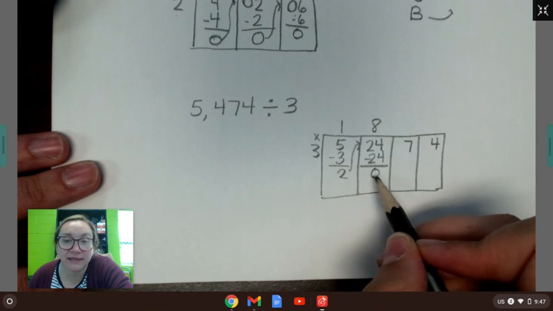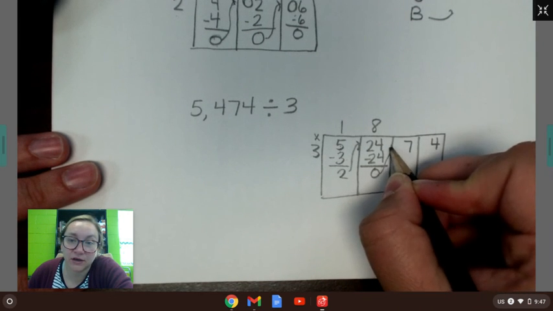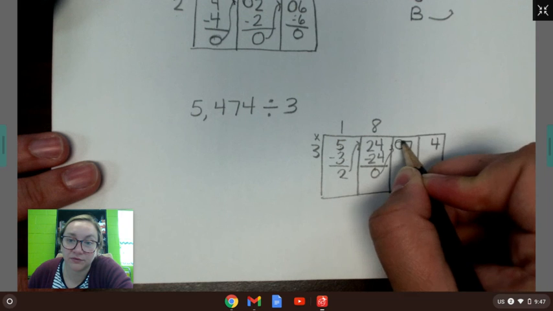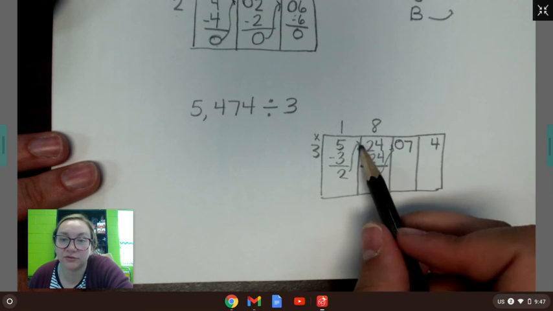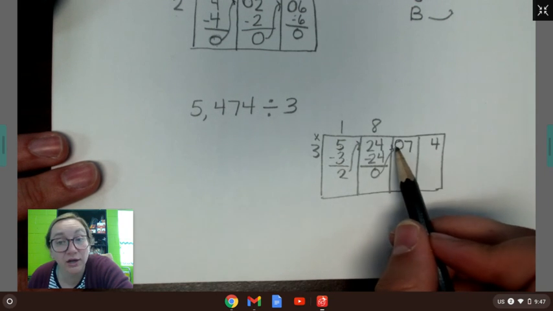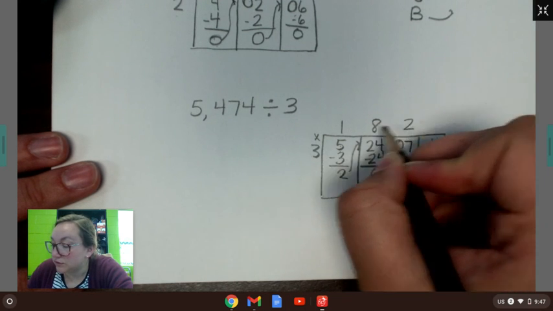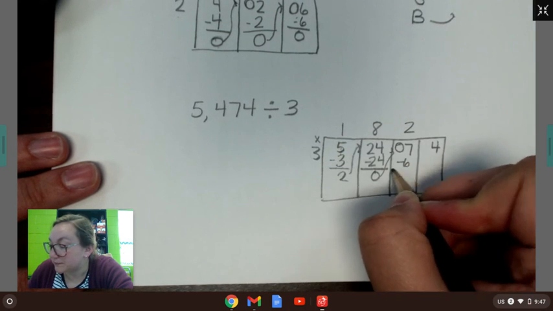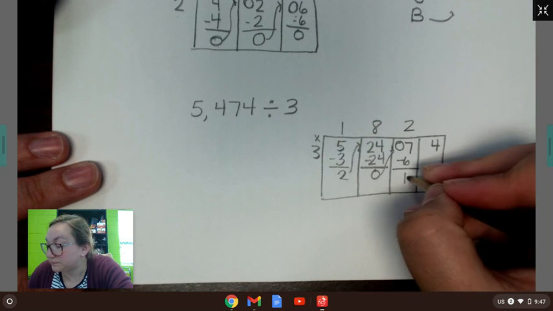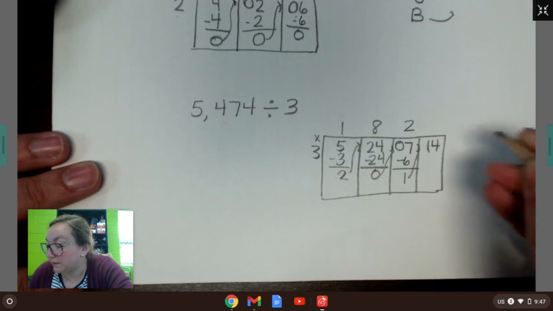Now, this is where I tell my kids, you do not have to bring this 0 over, but I'm going to go ahead and bring it over for you guys just so that you know every time you have to bring it over. And in front, 3 can go into 7 2 times. 2 times 3 is 6. My difference is 1.